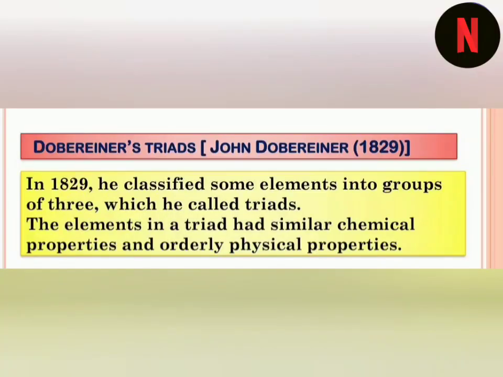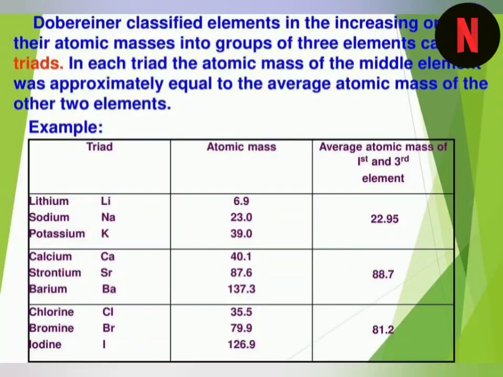The second classification of elements was done by Johann Döbereiner in 1829, called the Döbereiner triads. In 1829, he classified some elements into groups of three, which he called triads. The elements in the triad had similar chemical properties and orderly physical properties. Döbereiner classified the elements in the increasing order of their atomic masses into groups of three elements called triads.